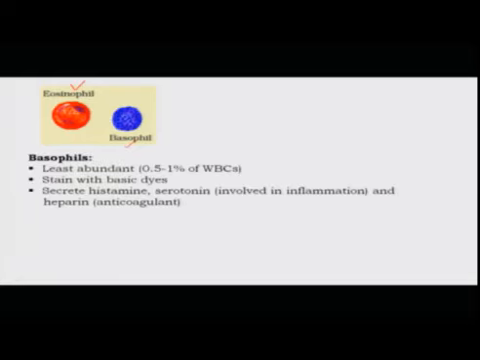Now, we are going to move on to the next kind of cells, the WBCs, that are the granulocytes. So, we will talk about two of them that are left, which are the eosinophils and the basophils. So, first the basophils. Why the name basophil?